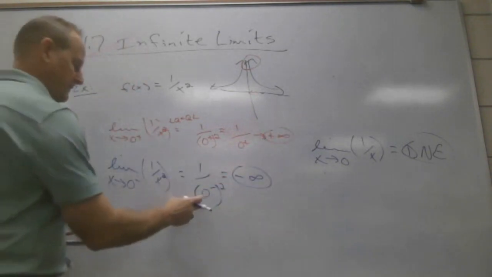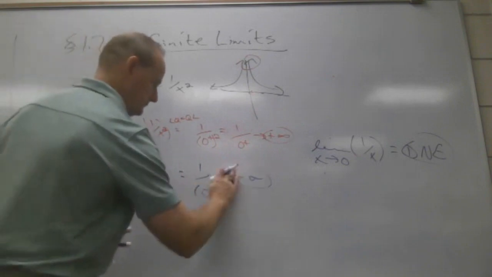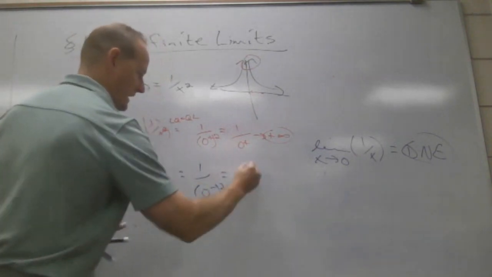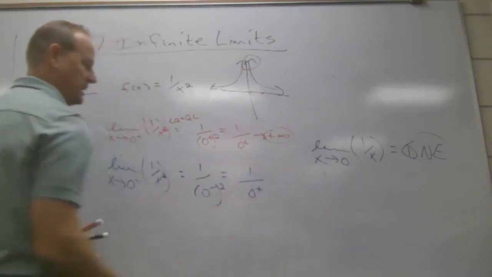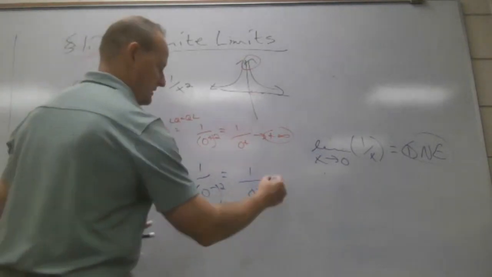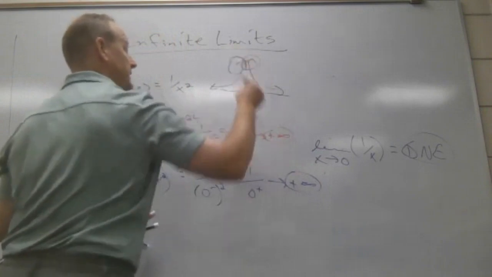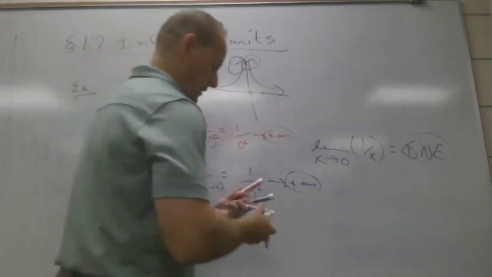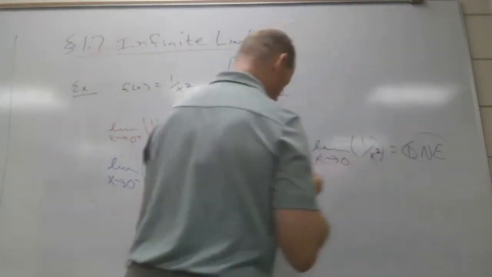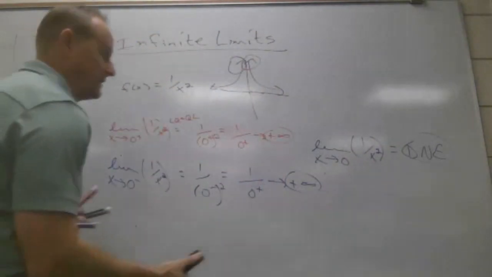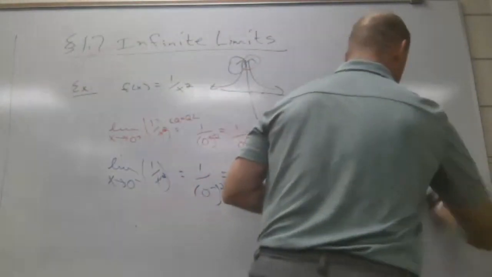If I square a tiny negative number, what do I get? A tiny positive number. So it becomes 1 over a positive 0, which goes to positive infinity on the left side. So what do you think the limit as x approaches 0 from both sides of 1/x squared is? Positive infinity.